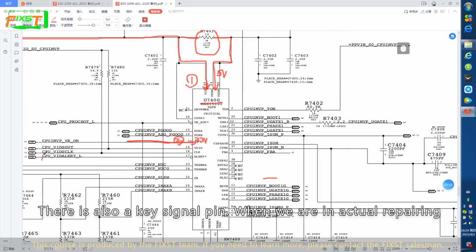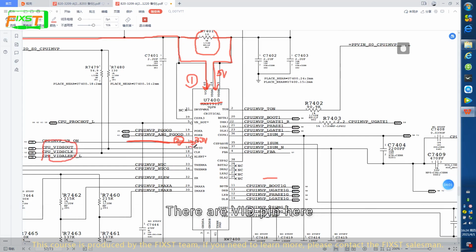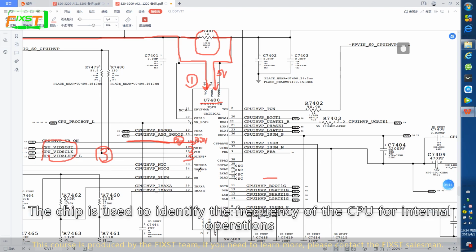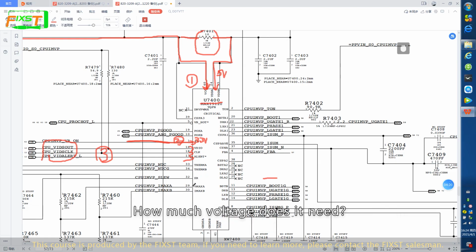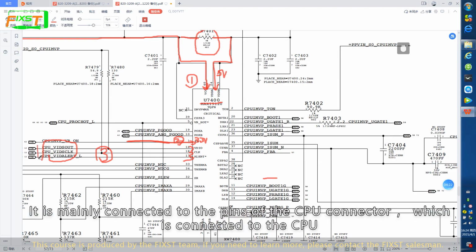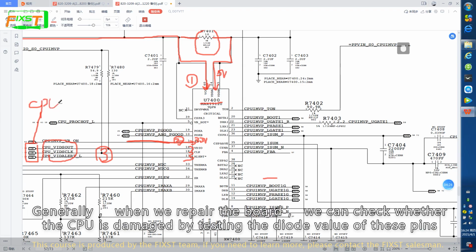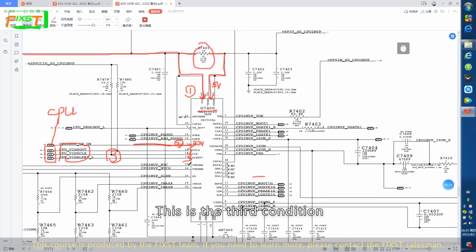There is also a key signal pin when we are actually repairing. There are VID pins here. These conditions are used as a third condition. Here, VID is the voltage identification signal. The chip is used to identify the frequency of the CPU's internal operation, and how much voltage it needs. It is mainly connected to the pins of the CPU connector, which is connected to the CPU. Generally, when we are repairing the board, we can check whether the CPU is damaged by testing the dial value of these pins. This is the third condition.